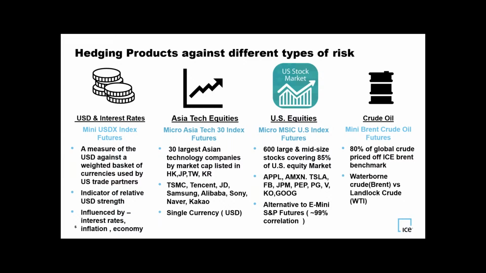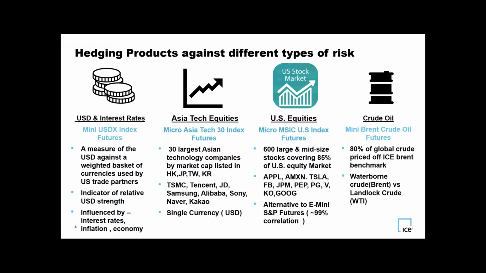If you're looking at US dollars and interest rates, which is today's product focus, it will be the mini US dollar index. If you have exposure to Asia tech, we have an Asian tech index that comprises the 30 largest Asian tech companies. So not just the Chinese companies based in Hong Kong, of course, the Tencents, the JDs, Alibaba, and so on, but also companies in Korea, Japan, and Taiwan. And it's all in one single currency, US dollars, so you don't have to worry about the currency exchange.